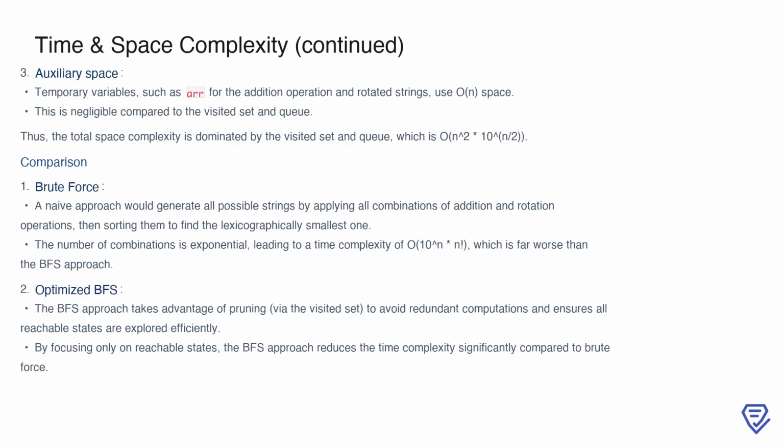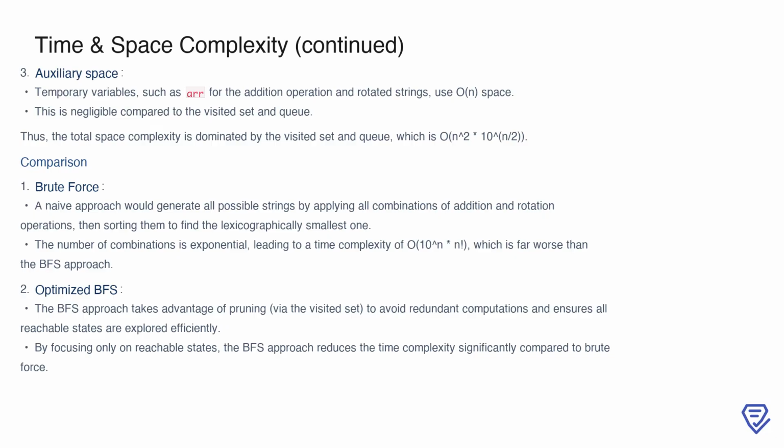Additionally, we need to consider auxiliary space. Temporary variables like the array used for the addition operation and the strings generated during rotation require n space. However, this is negligible compared to the space required by the visited set and the queue. Thus, the overall space complexity is dominated by the visited set and the queue, both of which have a complexity of n squared * 10^(n/2).